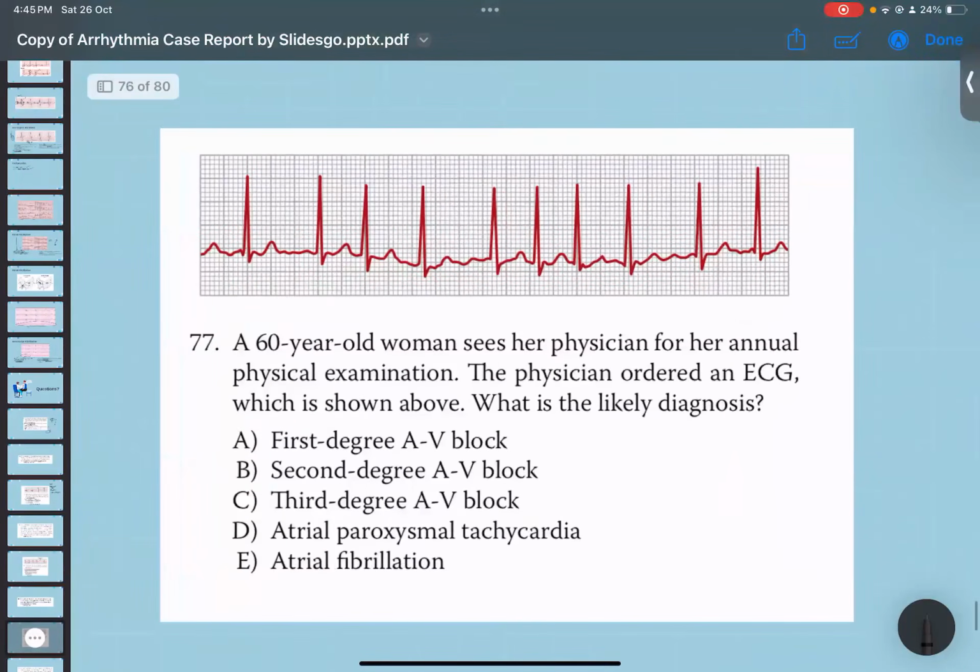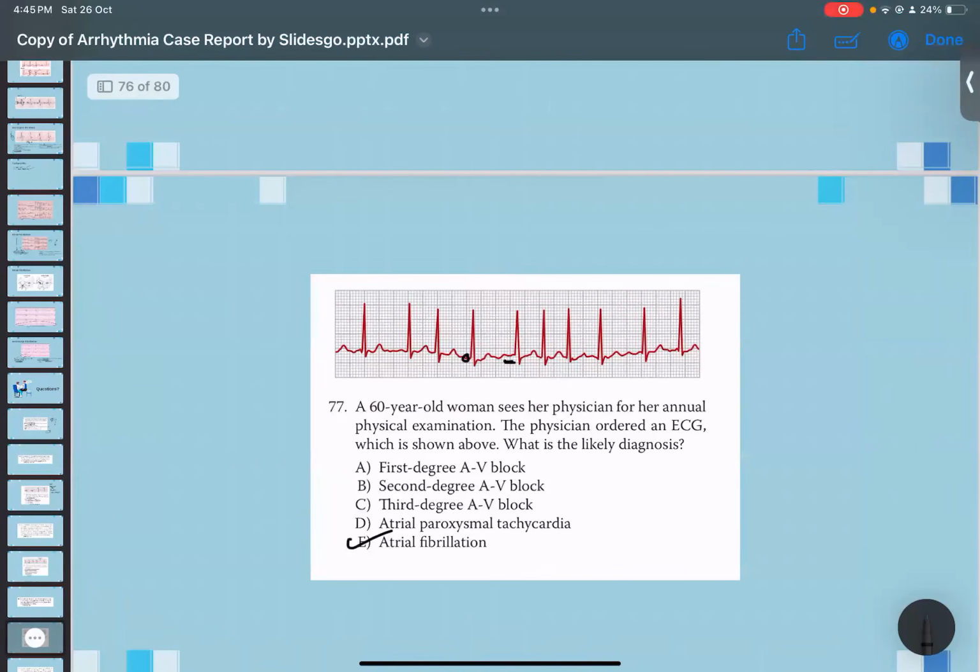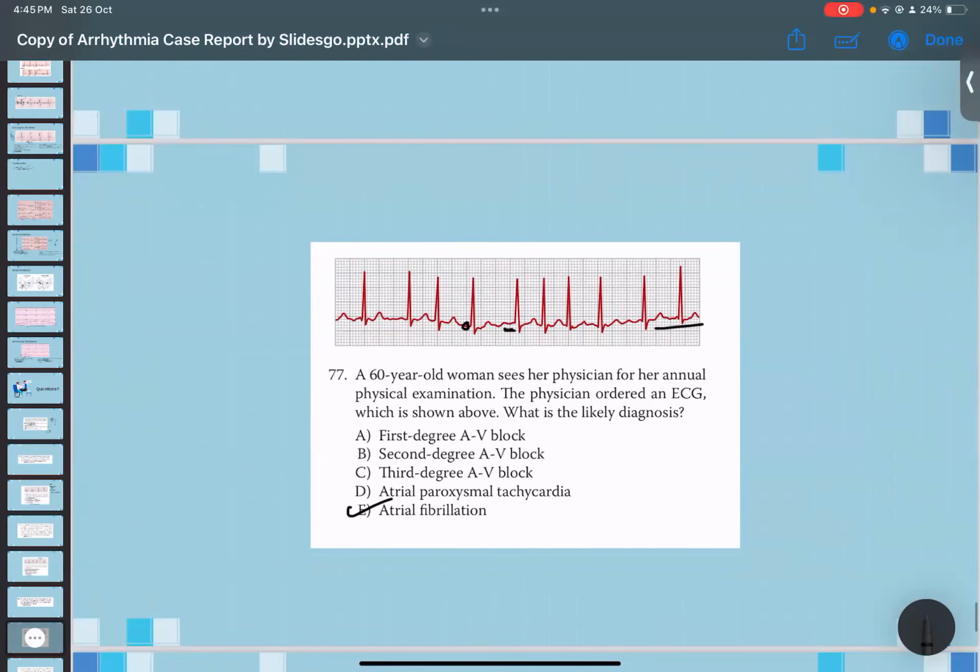Now, a 60-year-old woman comes to see her physician for her annual physical examination. She is ordered an ECG. What is the most likely diagnosis? Can you see a P wave here? There is no P wave. There's literally no P wave, immediately atrial fibrillation. Whenever you're not able to visualize a P wave, know for a fact that it's going to be AFib, okay?